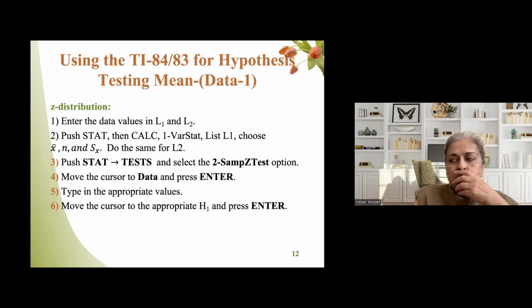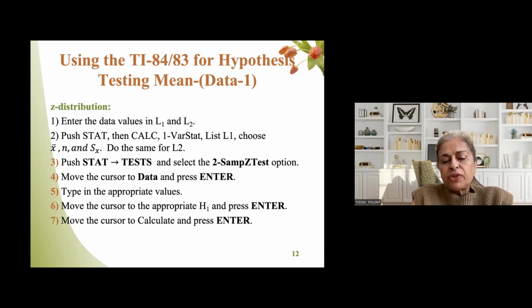And then you go down and move the cursor to H1, because it says H0 colon. Then you have to pick the appropriate H1 symbol. It means right tail test, left tail test, or two tail. And highlight calculate, press enter.